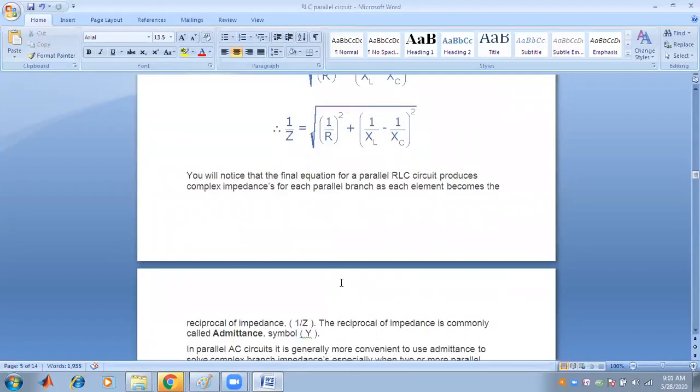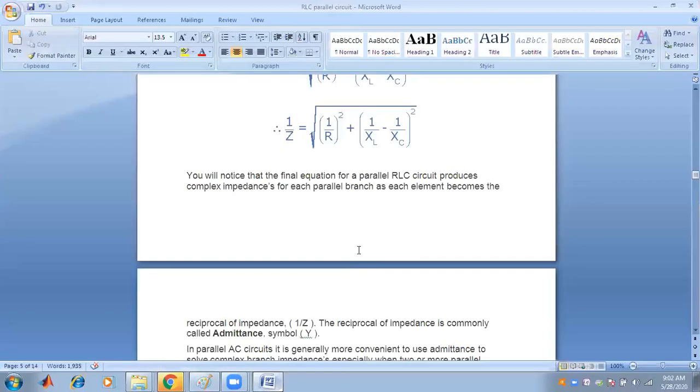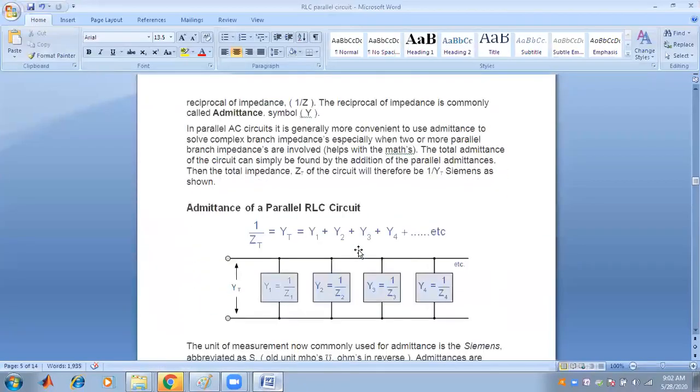If you notice the final equation of a parallel RLC circuit, the complex impedance for each parallel branch element becomes a reciprocal of impedance, and the reciprocal of impedance is known as the admittance. So first we have seen a new term called the admittance, which is generally known as the reciprocal of impedance. So admittance Y equal to 1 by Z. This is called the reciprocal of impedance. That is the admittance of a parallel circuit.